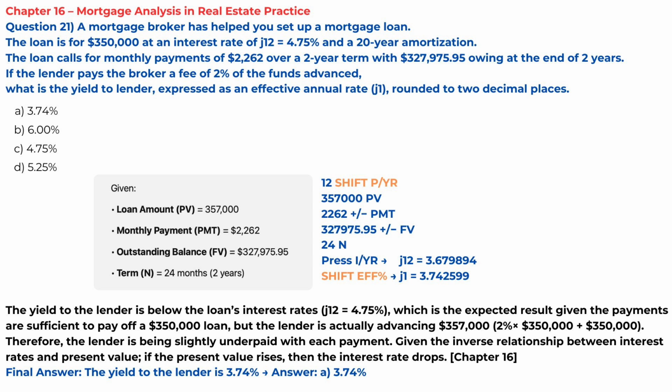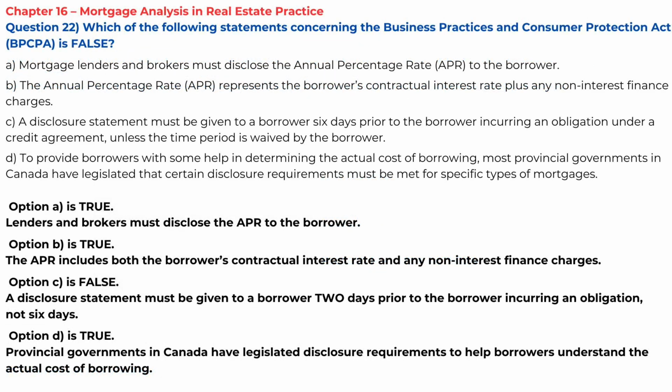Answer: A, 3.74%. Question 22. Which of the following statements concerning the Business Practices and Consumer Protection Act, BPCPA, is false? The false statement is C. A disclosure statement must be given to a borrower 6 days prior to the borrower incurring an obligation under a credit agreement, unless the time period is waived by the borrower.